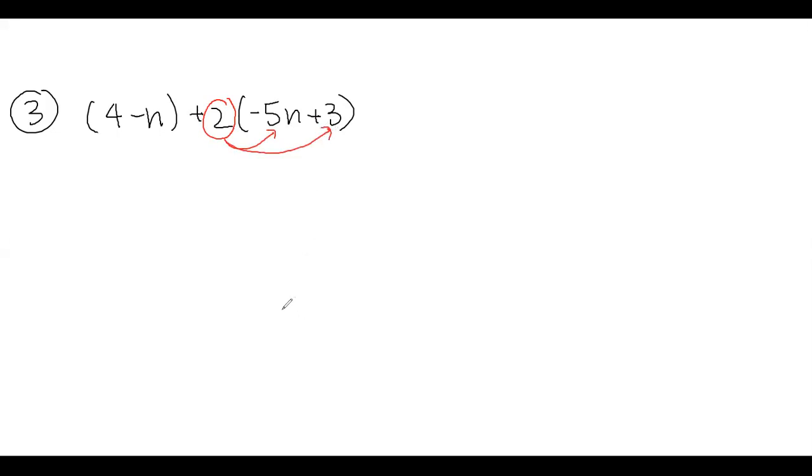So we have to distribute it. We have to distribute the 2 to both things inside the group. We want 2 of each. So let's rewrite this. 4 minus n. There's nothing I need to do to that, so that's why I can drop the parentheses. Then, as I said, we want 2 of everything that's inside here. So we want 2 of these, and we want 2 of these.